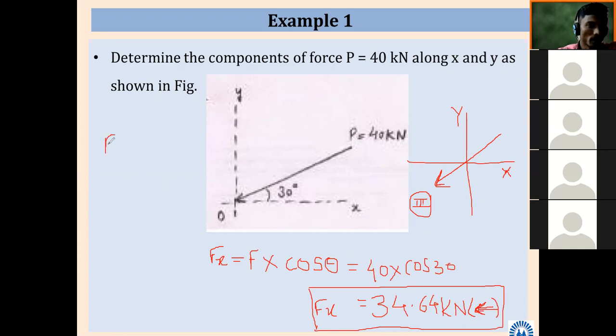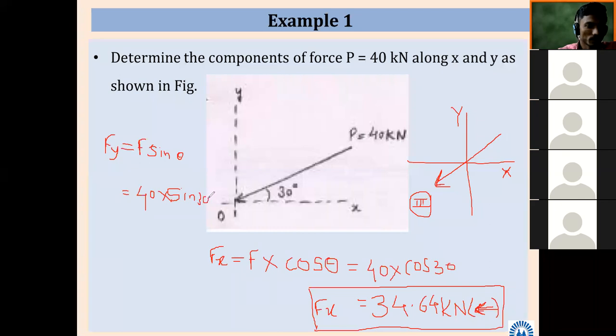Then Fy. What about Fy then? We have calculated the x component. What will be its y component? What is the formula? F sin theta. It is simple now. F you know, sin you know, so you can calculate now. Is it possible for you to calculate 40 into sin 30? Sin 30, and you can calculate now.